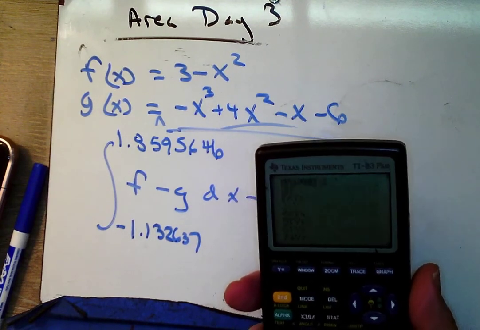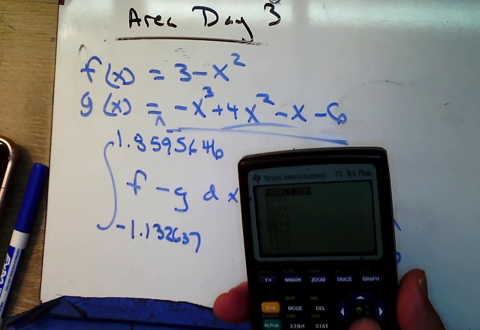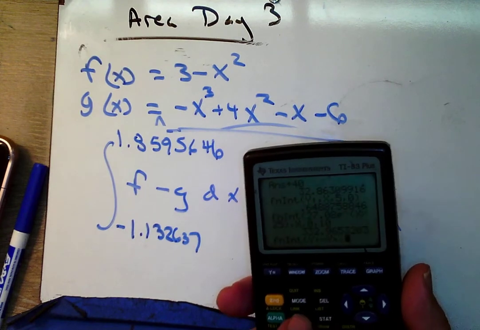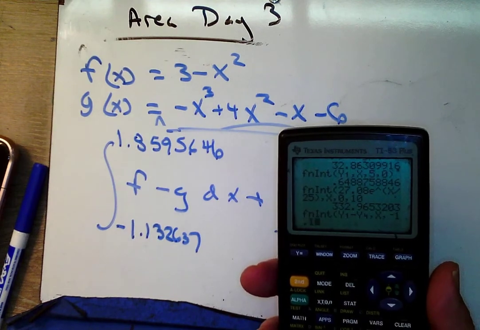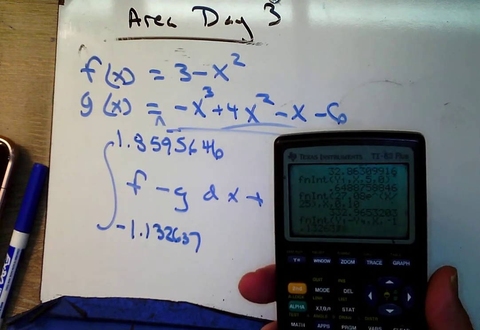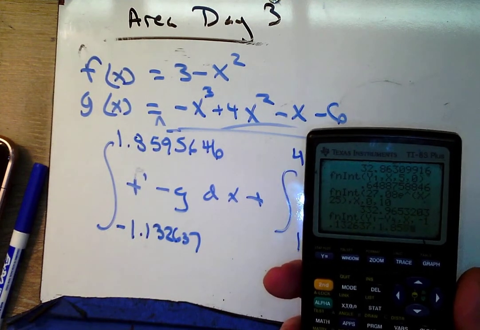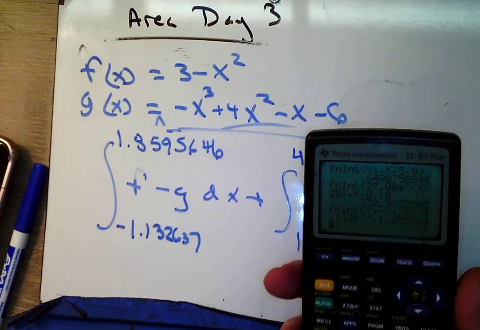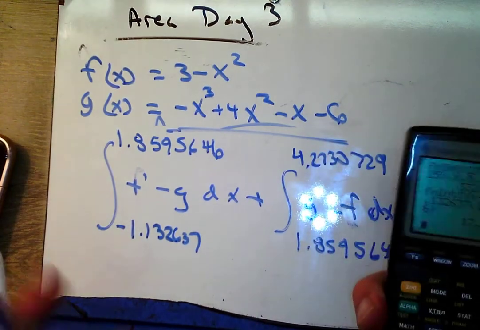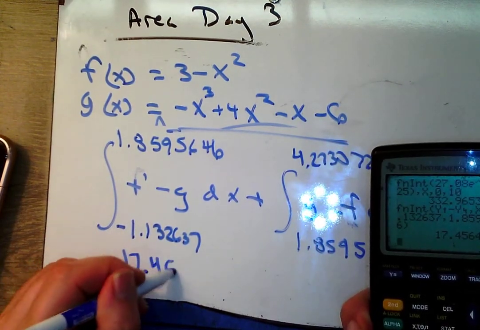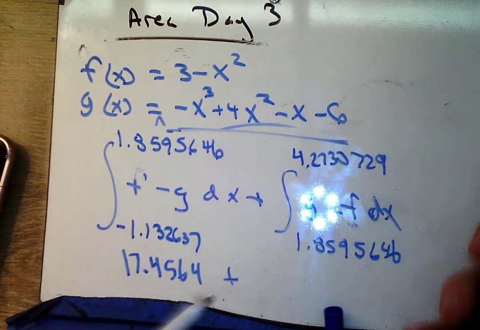So I want math, function integral, and we've got y1 minus, and I put mine in y4, I believe, comma x, comma this one, negative 1.132637, comma 1.8595646. Okay, there's my first integral. That comes back with a value of 17.4564.